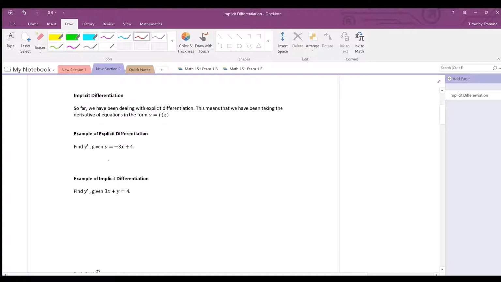Well, if we want to do that, we take the derivative of the negative 3x with respect to x, and that gives us negative 3. And if we also take the derivative of this 4, the derivative of that constant is just going to be 0. So our derivative here just ends up being negative 3.